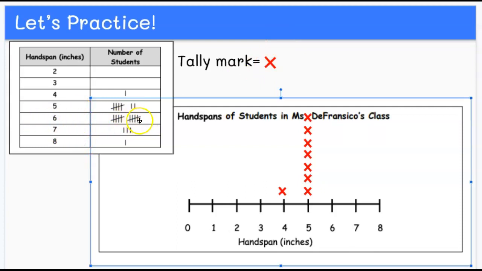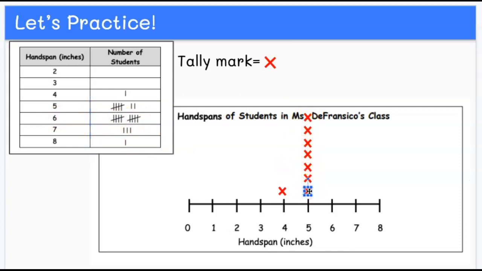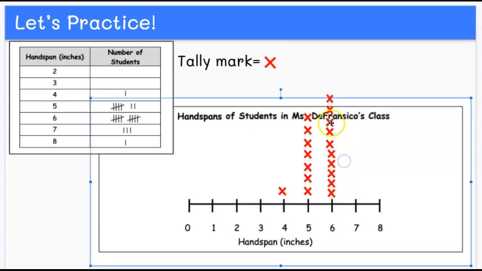Let's move on to 6. We have 2 groups of 5, so 10 students had a hand span of 6 inches. So we now need to put 10 by 6. 1, 2, 3, oops, 3, 4, 5, 6, 7, 8, 9. I'm going to go off a little bit, but that's okay. 9 and 10. So notice that 10 goes higher than 7. So I can quickly see that more students had a 6-inch hand span than had a 5-inch hand span.